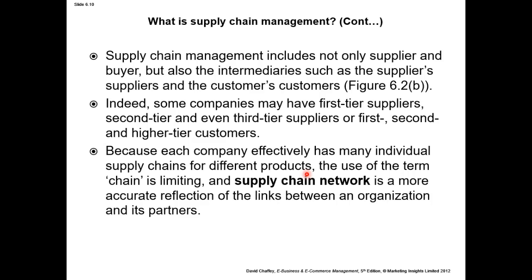Therefore, instead of using the term chain, when you say a supply chain, it seems like it's a single chain. But in the real context, it's more than just a single chain. Like I mentioned, there might be a combination of several supply chains for a single company. So when that is the case, we use the term supply chain network as a more appropriate term to reflect these different links between an organization and its different partners.